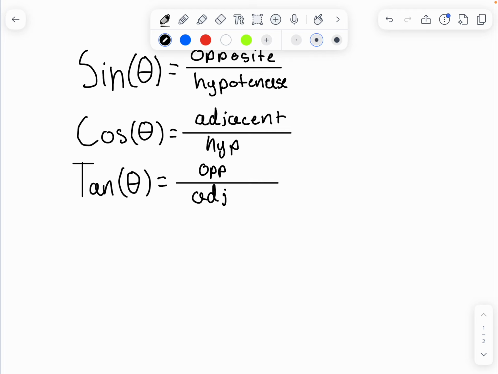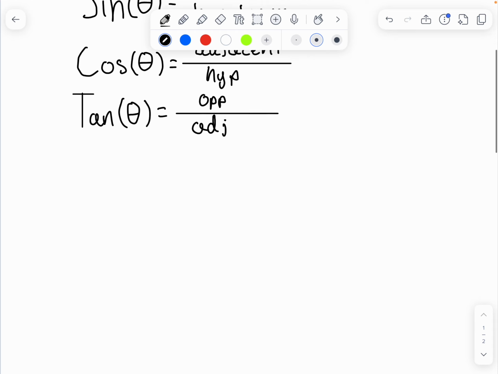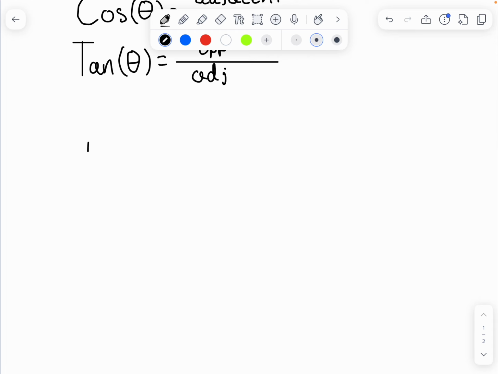Okay, now that we have that, we can finally start working on our problems. I'm going to be explaining how to do these questions along the way. So let's get started. Okay, here we have a right triangle. This is C, A, and B.